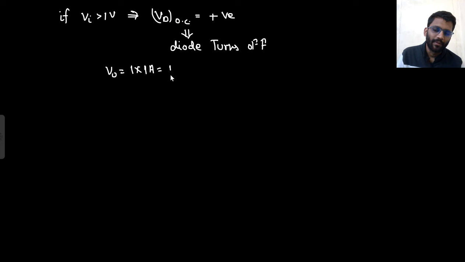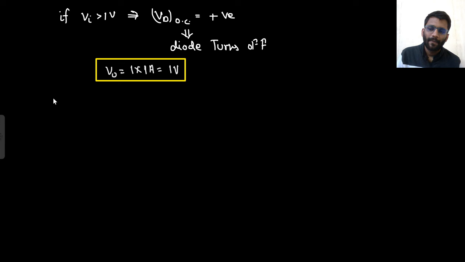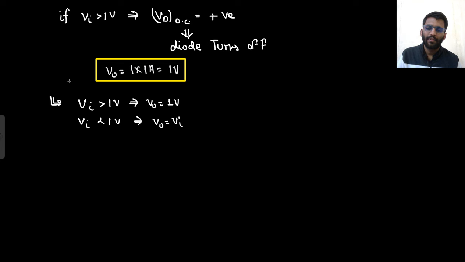So what is the conclusion we are getting here? That if V in is greater than 1 volt, then V naught is 1 volt. And if V in is less than 1 volt, then V naught is equal to V in. These are our final conclusions. Now we have to check the options.